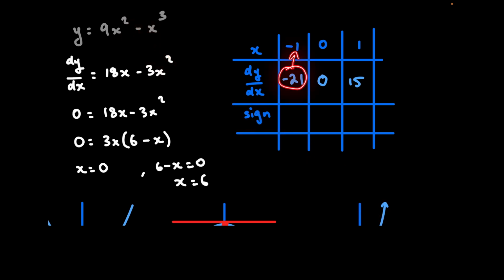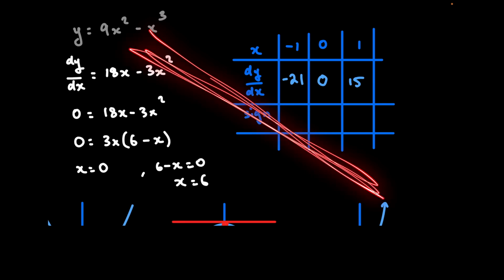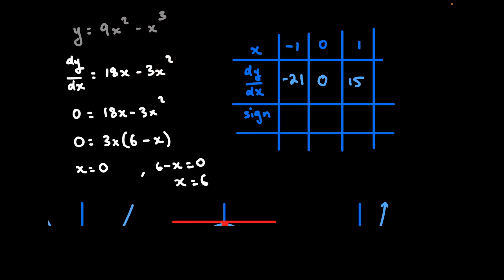If your derivative at x equals -1 is a negative number, -21, that would mean the gradient of the tangent line is negative. And the gradient of a line, if it's negative like this, clearly means it's falling. So in this little box here, I'm just going to do a line like this to show that my gradient is falling, or at that point, the gradient of the tangent line is negative.